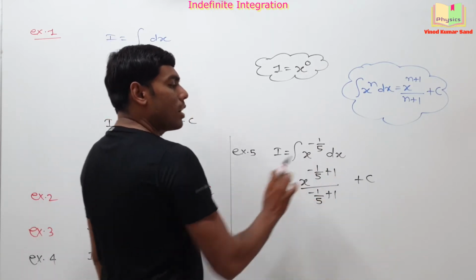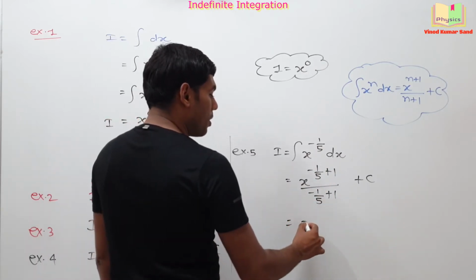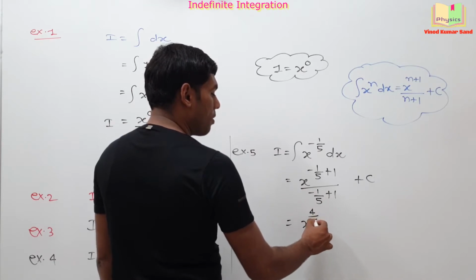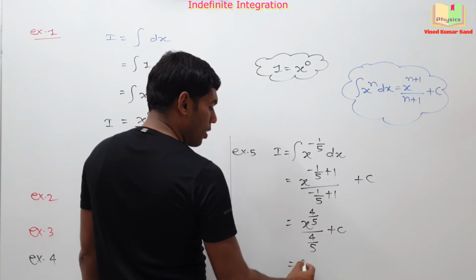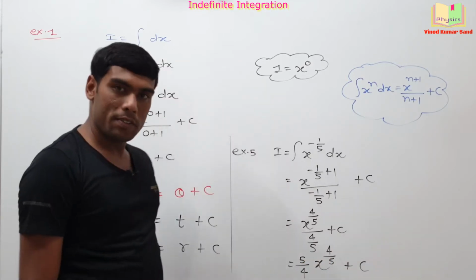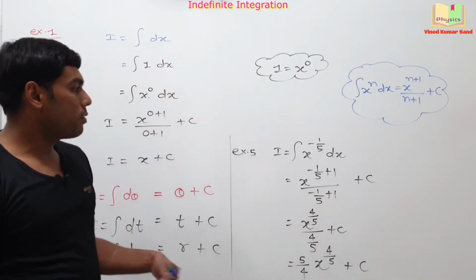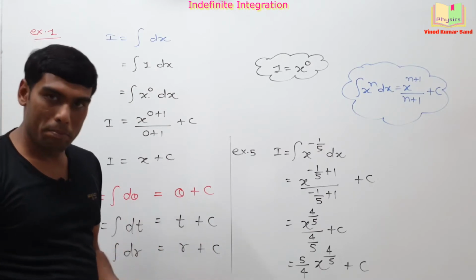If you wish, you can simplify it further. It will be x to power 4 by 5 divided by 4 by 5 plus c. So final answer is, okay, note it down. Then we'll be taking up few more examples.